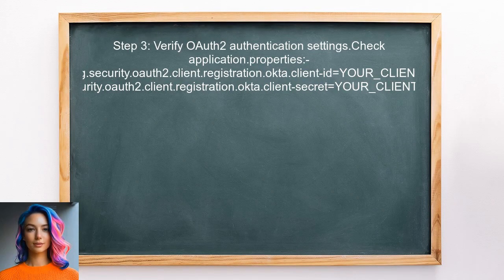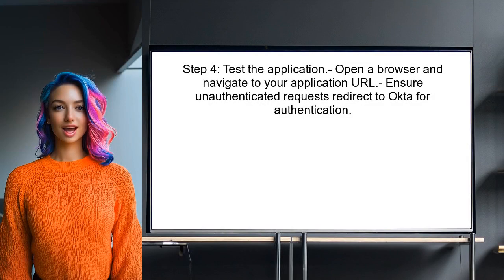Additionally, the user should verify that the application is correctly handling the OAuth2 authentication flow. This means checking the application properties for the correct client ID and secret provided by Okta. Finally, the user should test the application to ensure that it redirects unauthenticated requests to Okta as expected. This can be done by accessing the application in a browser and checking the authentication flow.